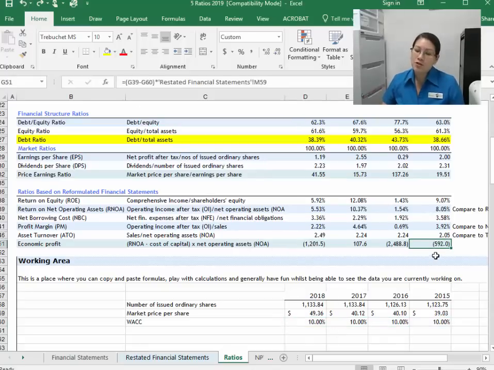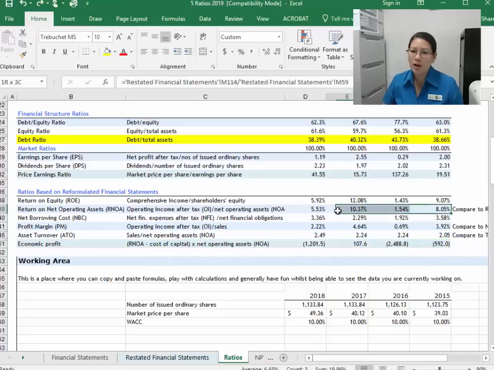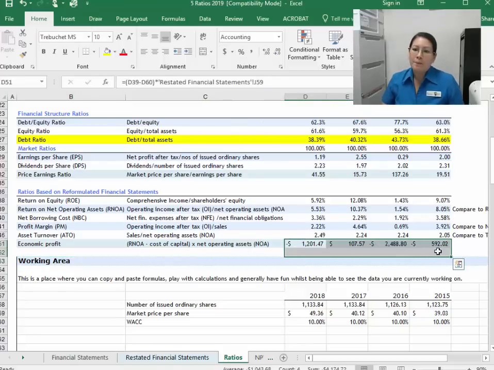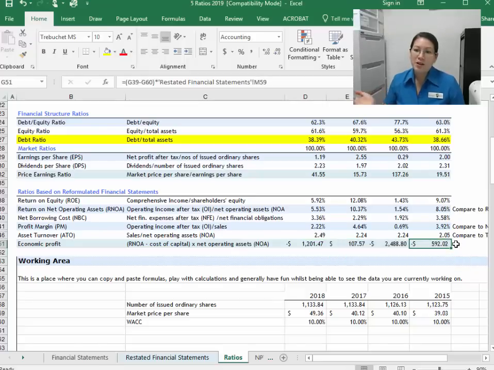So let's have a look at the trend. Am I increasing my economic profit? No, not really. And I would have expected that, because have a look at the trend of my return. 8% down to 5.53, so it's trending the wrong way, and I can see that in dollar value. So these are actually dollars. You can change that to dollars if you like. 592 million down to, up to 1.2 billion. Not very good. So the trend again is in line with previous ratios, telling me what's going on.